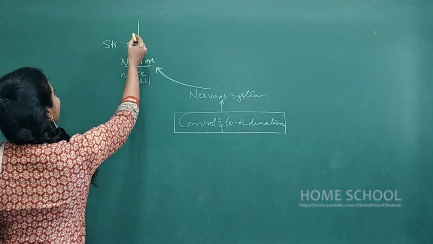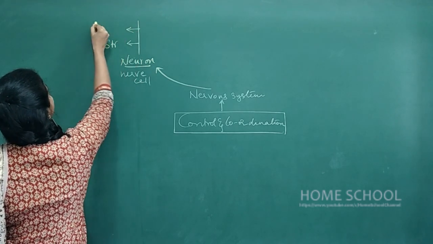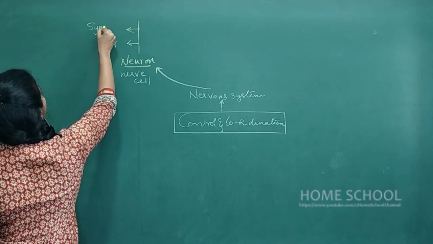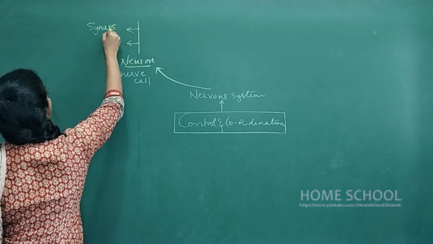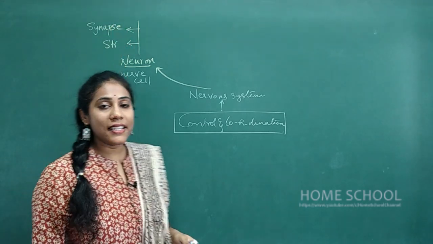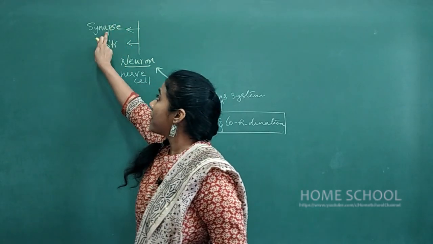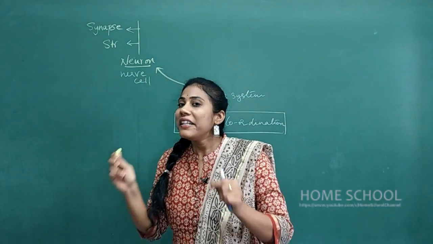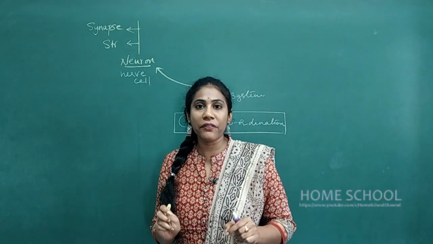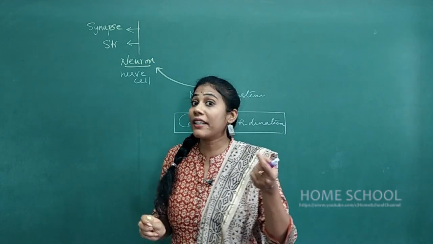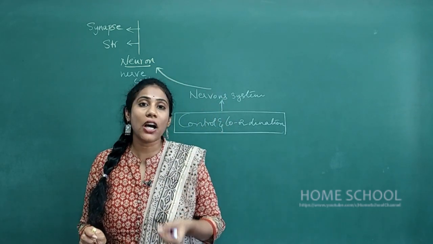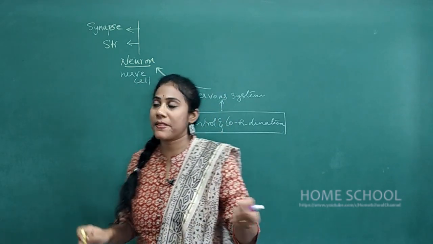After that, here comes one important definition that you have to remember, that is synapse. So you must understand what you mean by synapse. What is a synapse? It is a gap between two neurons. A gap between two neurons is called a synapse.